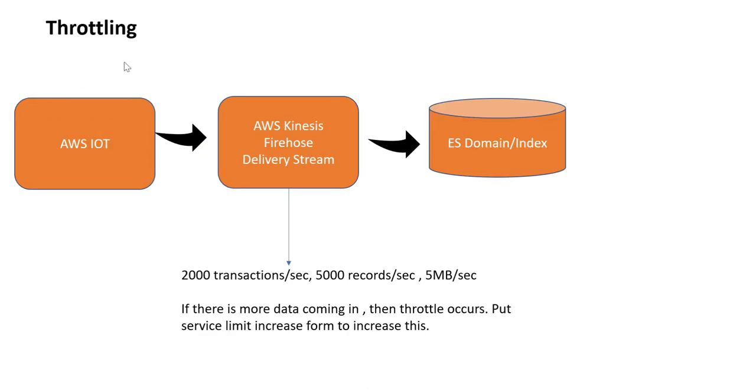First understand what is throttling. Your Firehose has this capacity: 2000 transactions per second, or 5000 records per second, or 5 MB per second. This is your Firehose capacity. So if there is more data coming in, then throttle occurs. IoT is sending more data and this capacity has been exceeded, so throttle happens. In this case, manually you have to put in a service limit increase form to AWS to increase this.